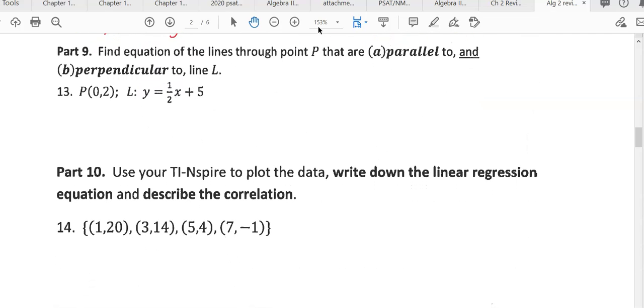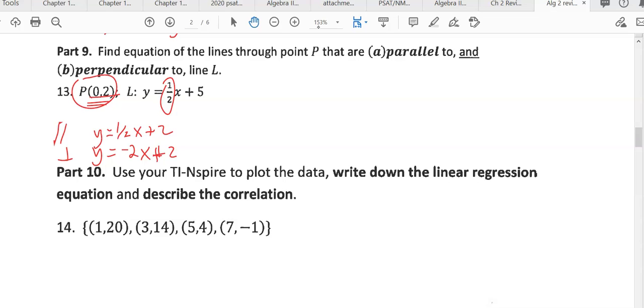Find the equations of the lines through point P that are parallel and perpendicular to L. So first let's find parallel. Parallel means it's going to have a slope of 1/2, and it's going to go through this point. And this is kind of easy in a way in that they happen to give us the y-intercept. So the parallel line would be y equals 1/2 x plus 2. The perpendicular line would be y equals, you flip it and change the sign, so that'd be -2x plus 2. It still has the same y-intercept because it goes through that point.